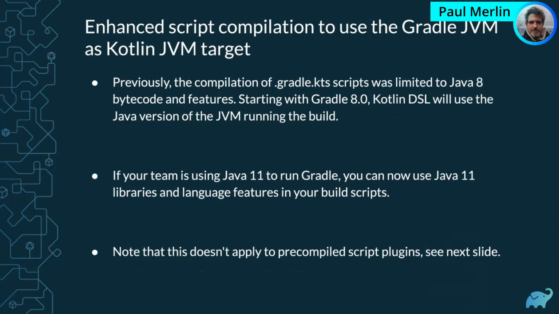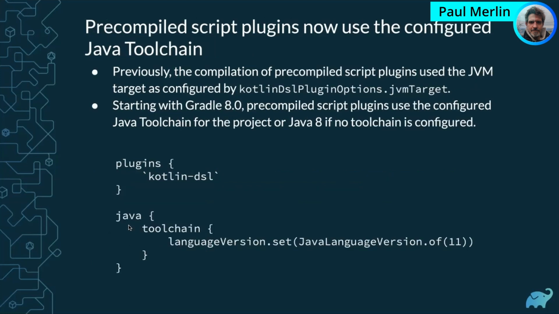We made the script compilation use the JVM you use to run Gradle as the target. Before we were fixing this to Java 8, and so now you can use libraries that leverage more recent Java versions. So this is about the standalone scripts, like the settings scripts, init scripts, and the build script.